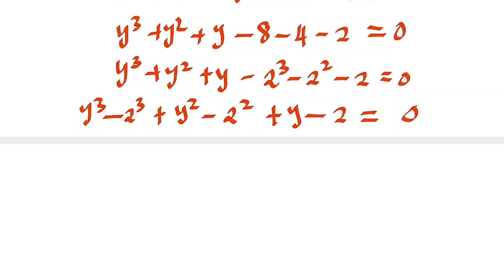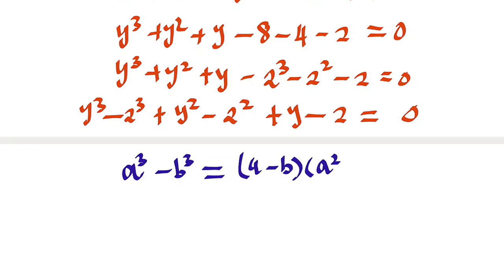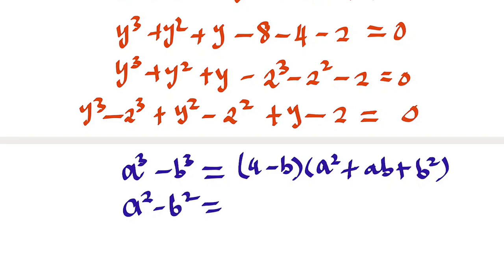Alright, so from there the next thing we're going to do is that we need to recall that when you have a to the power of 3 minus b to the power of 3, that is the difference of two cubes. So this is going to be a minus b, then into bracket a squared plus ab plus b squared. Also, if you have a squared minus b squared, which is the difference of two squares, this is going to be a minus b, then a plus b. Okay, so we should recall.